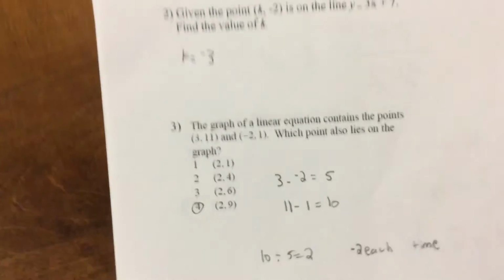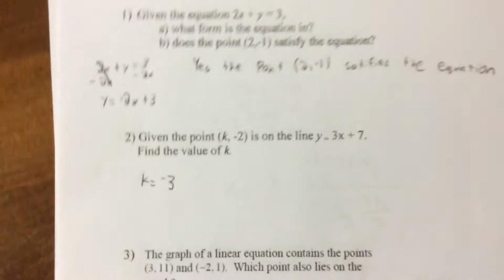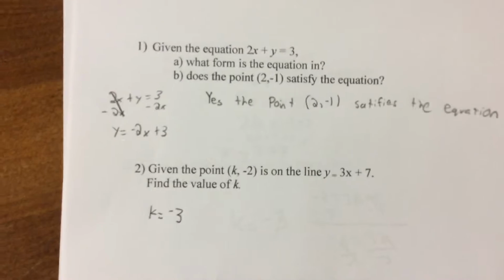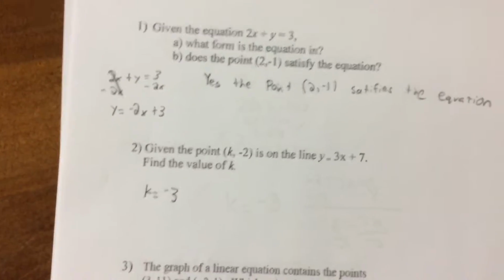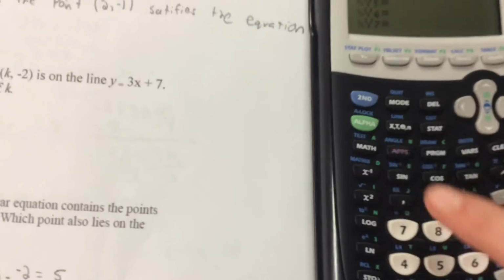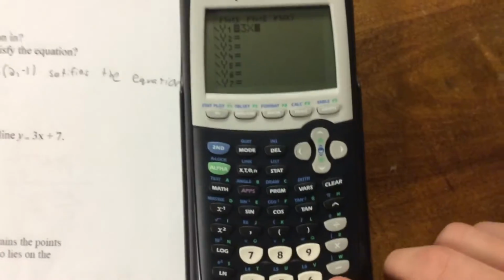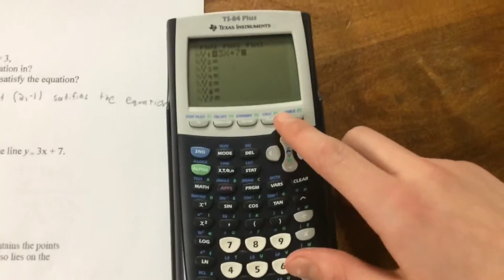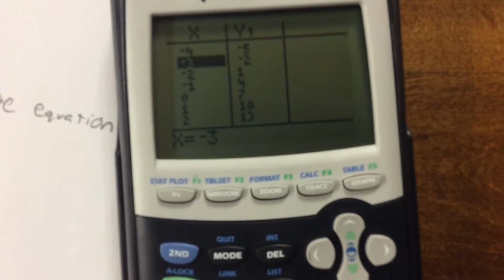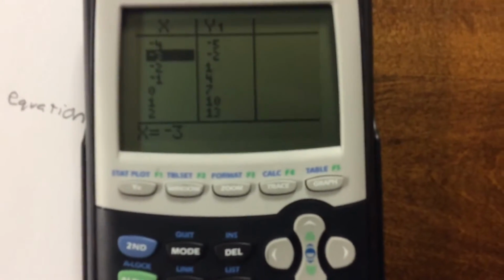Number 2. Given the point k, negative 2 is on the line y equals 3x plus 7, find the value of k. For this one, you would put 3x plus 7 in the calculator. Now you would look for where the y value is negative 2. The y value is negative 2 when the x is negative 3. So k equals negative 3.